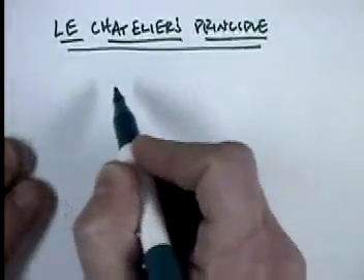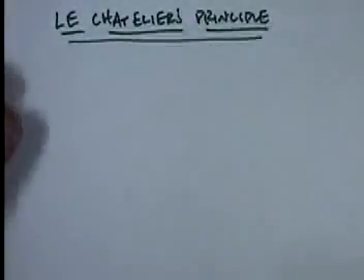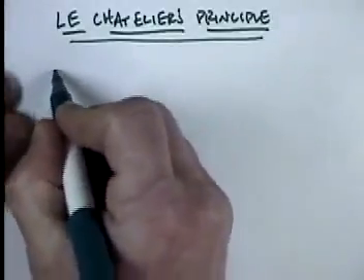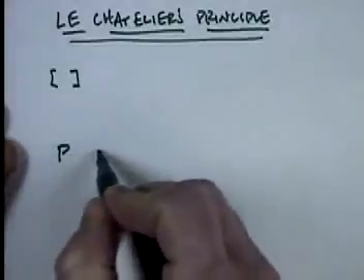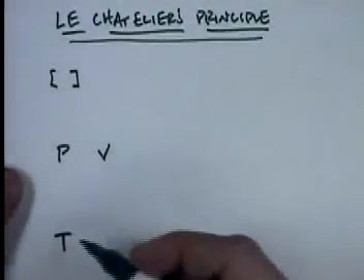Le Chatelier's principle can be used to guesstimate, or to qualitatively predict. That means no numbers. Qualitatively predict how changes in concentration, changes in pressure, and therefore volume, because remember pressure and volume are inversely related to one another, and changes in temperature can affect how a chemical reaction will shift either to the left or to the right, to reactants or to products, depending on the change in that concentration, pressure, or temperature.